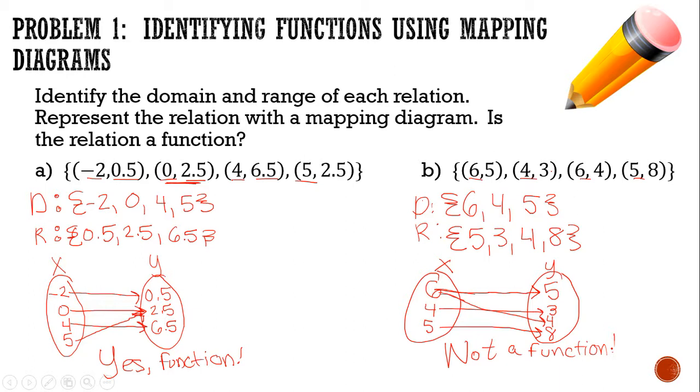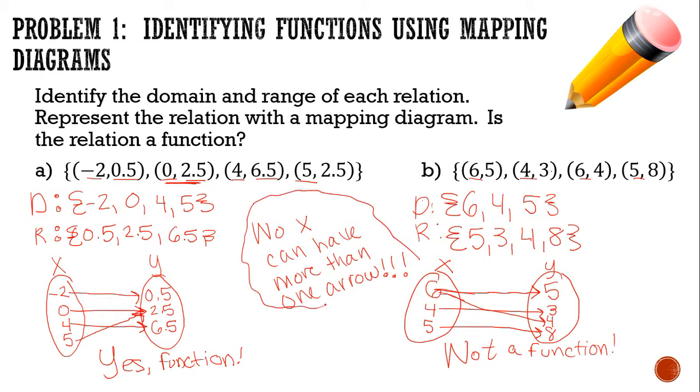If he has 2, if there's 2 x's or 1 x with 2 arrows, that means I cannot have a function. So, no x can have more than 1 arrow. That is basically what I'm trying to get at. No x can have more than 1 arrow. Otherwise, I don't have a function.